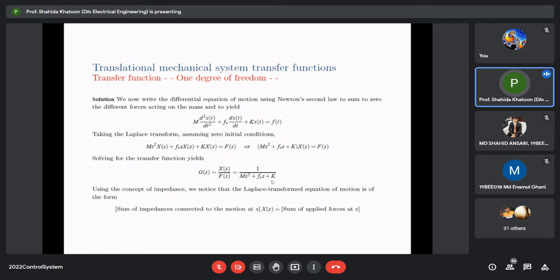Using the concept of impedance, we notice that the Laplace transform equation of motion is of the form: sum of impedances connected to the motion at x, times X(s), is equal to the sum of applied forces at x. Please note down all these mathematical derivations.